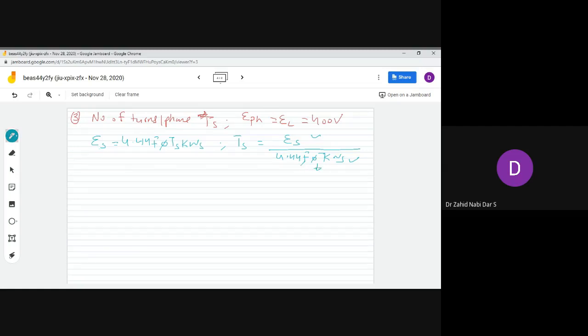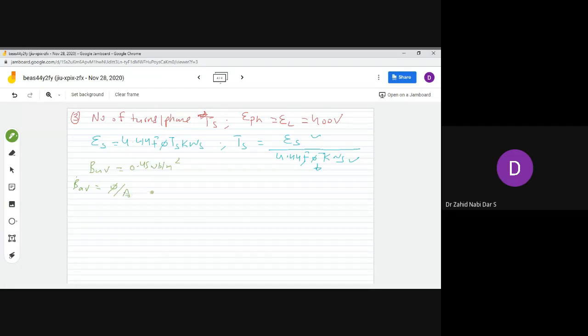But what we have is the BAV value. BAV value is given. BAV is 0.45 Weber per meter square. So from this BAV you can calculate phi. Because what is basically BAV? BAV is phi by A, this is the area.